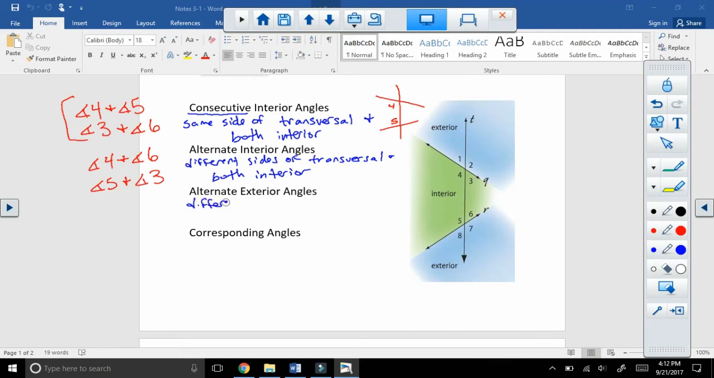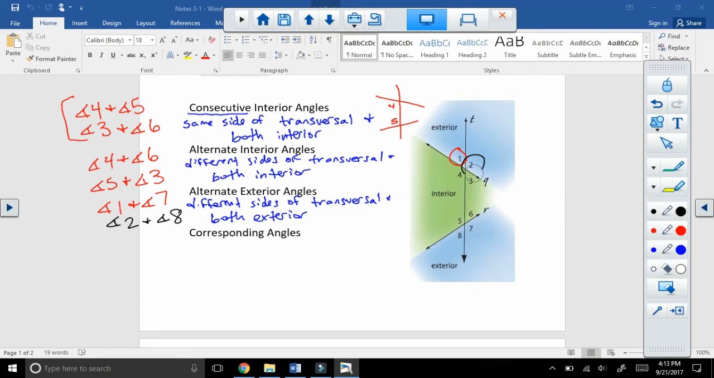So I'll write that down quick. They're on different sides of the transversal and both on the exterior. So looking at this picture, angle 1's on the exterior. The one that's on the alternate side would be angle 7. And then also angle 2 and angle 8 are considered alternate exterior angles.